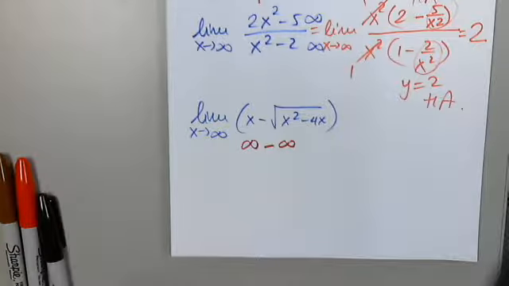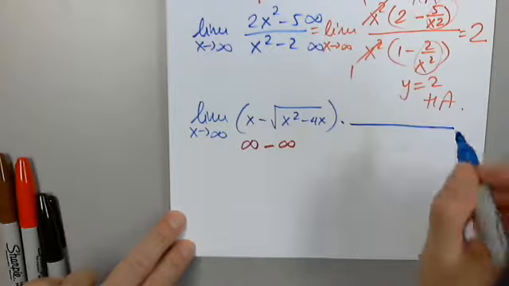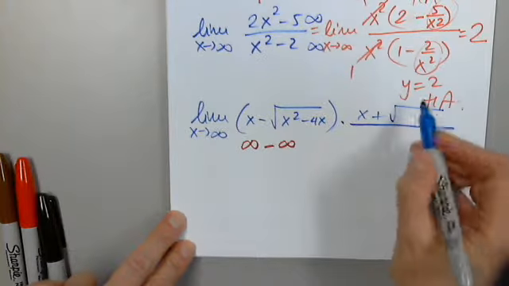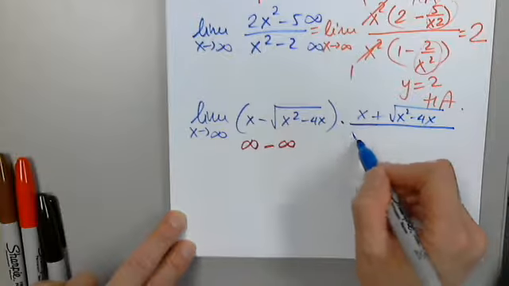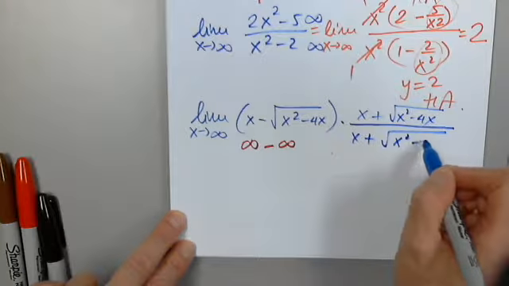I don't really know what it's called, but you multiply it by the same thing and change the minus to a plus. That's what I said, rationalize. Yeah, exactly. We have to rationalize. So it's x plus the square root of x squared minus 4x. Awesome. That's all I needed.